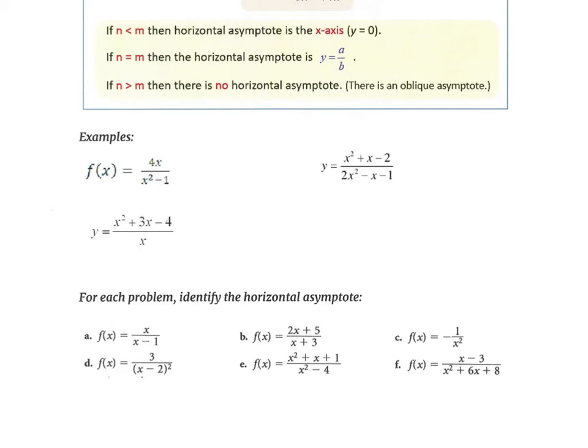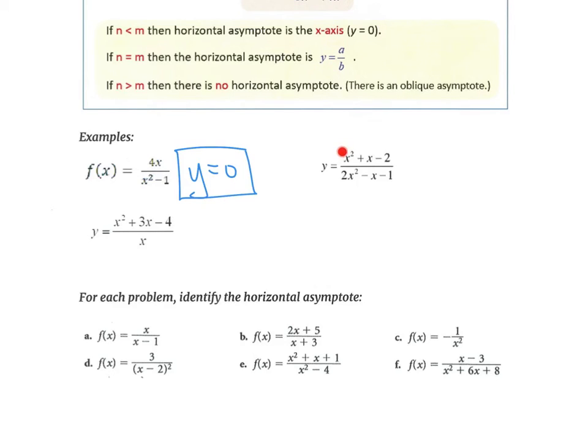If the degree of the numerator is less than the degree of the denominator, 1 is less than 2, then y equals 0 is your asymptote. Y equals 0 is it. On the second one, we have degree 2 over degree 2. The degree of the numerator is equal to the degree of the denominator. So y equals a over b.